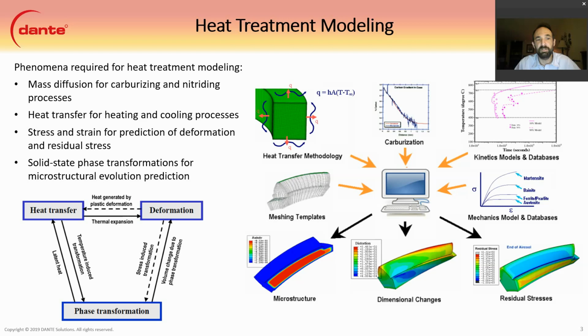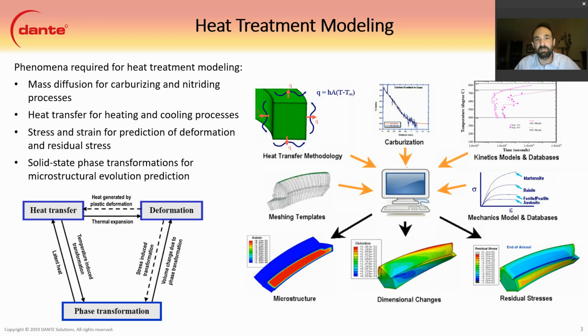The other 2, heat generated by plastic deformation and stress-induced transformation, are of less importance during the actual modeling of the process. They have insignificant effects for the most part. The heat generated by plastic deformation, however, does need to be modeled if you are doing large deformation processes such as hot stamping or hot forging.